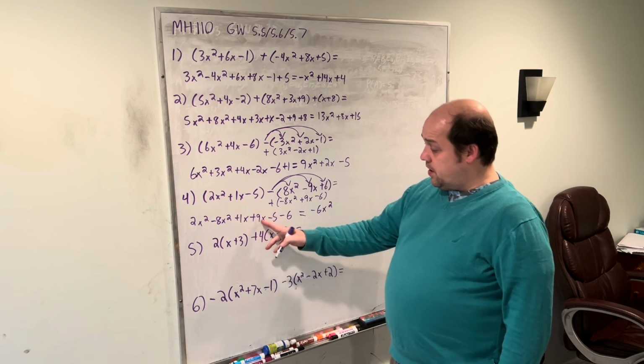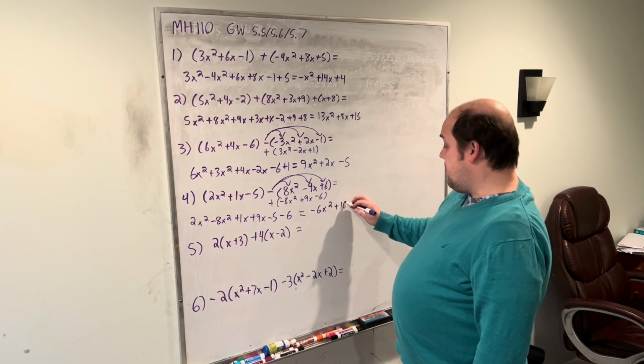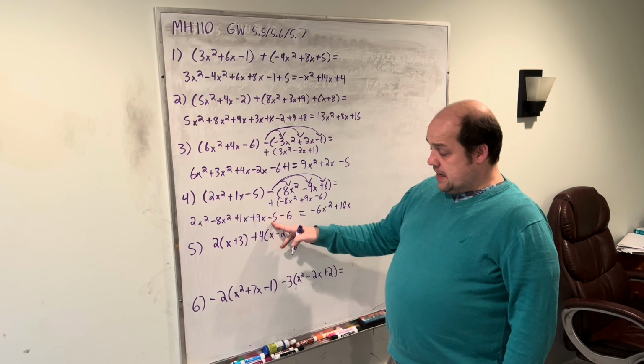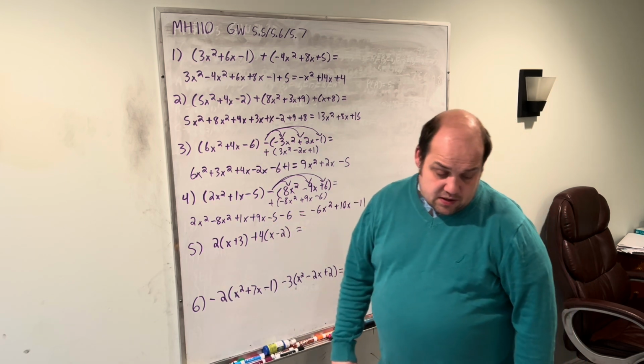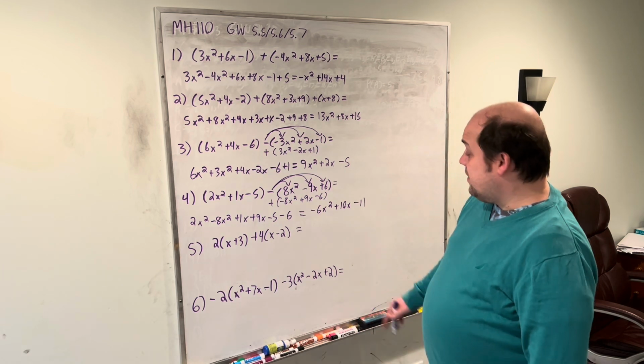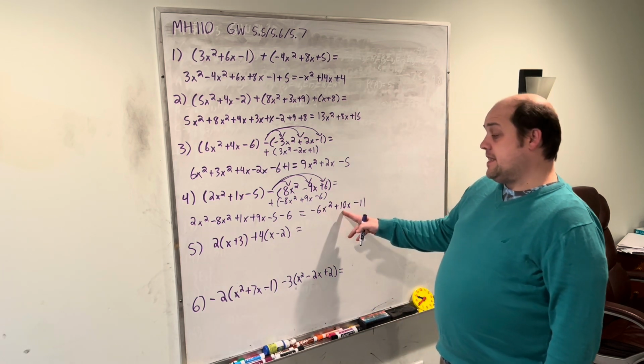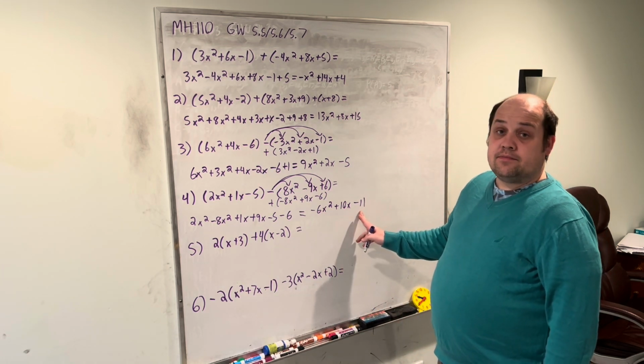Positive 1x plus 9x gives me positive 10x. Negative 5 minus 6 gives me negative 11. So my final answer is negative 6x squared plus 10x minus 11.